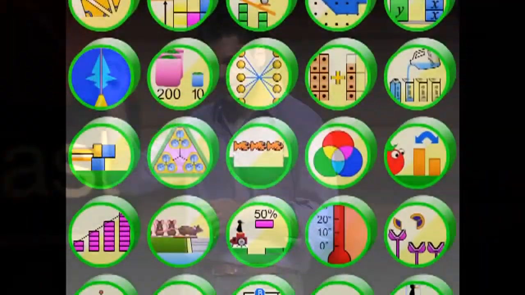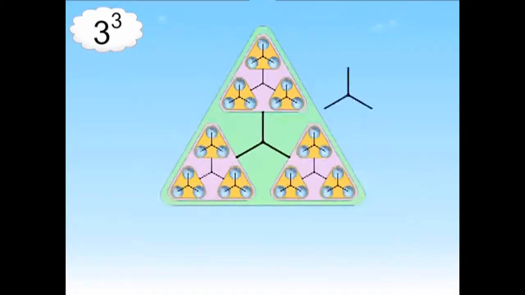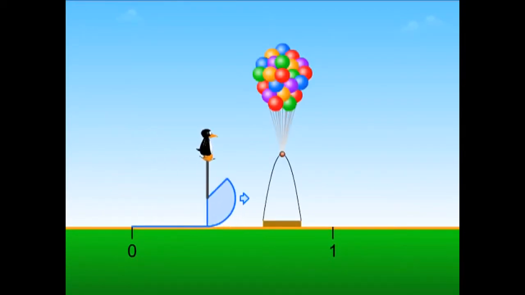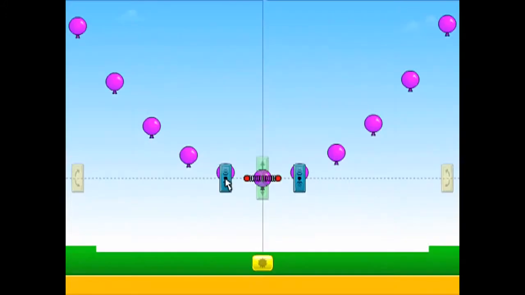And so we've created hundreds of these games to teach all the math concepts from pre-K through Algebra 1. Here are some exponents and some fractions. We're basically able to boil all math down to how do you help a little penguin across the screen?